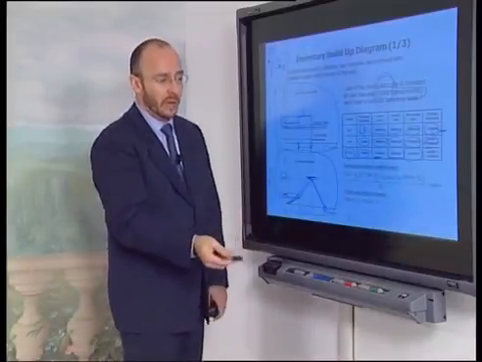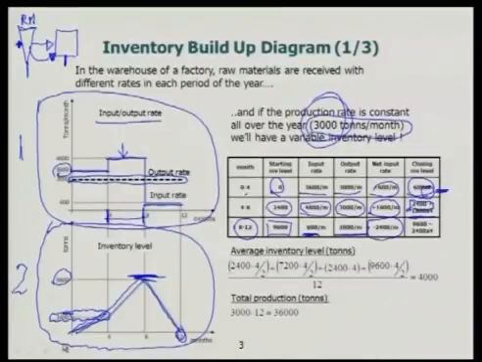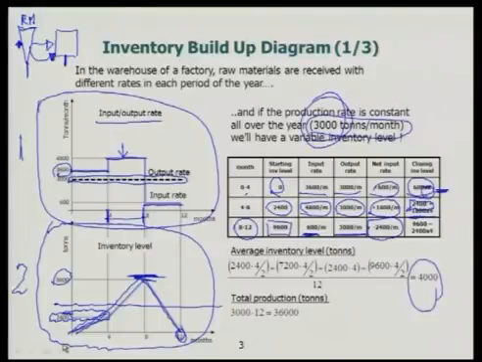The average inventory level, if we make the computation on the average of this inventory, which is almost at this height, is 4,000 tons, and the total production is 3,000 tons per month times 12 months, so 36,000 tons all over the year.